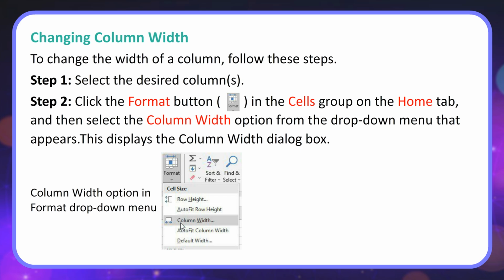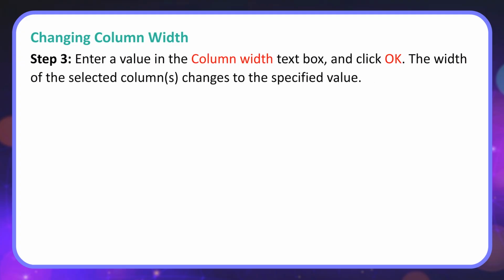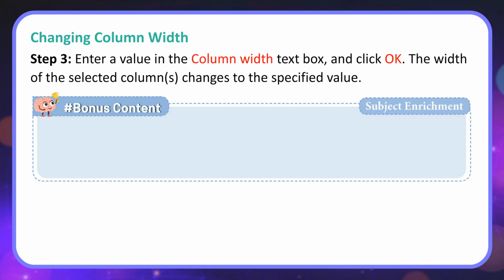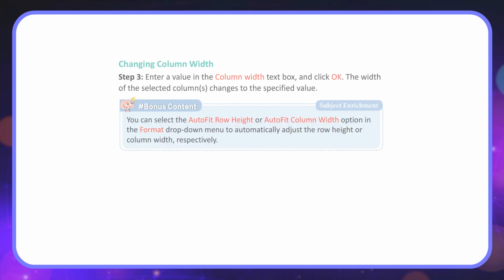Column Width option in Format drop-down menu. Column Width dialog box. Step 3. Enter a value in the Column Width text box, and click OK. The width of the selected columns changes to the specified value. Bonus content. Subject enrichment. You can select the Auto-Fit Row Height or Auto-Fit Column Width option in the Format drop-down menu to automatically adjust the row height or column width, respectively.